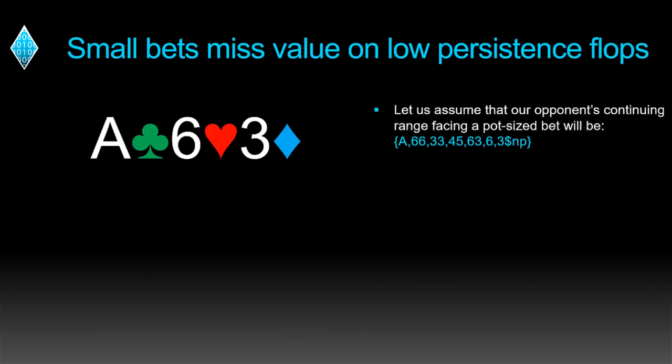So where's the evidence for this? Let's assume that our opponent's continuing range facing a pot size bet is going to be top pair, any set, any open ender, any six, and then a 3 that doesn't include a pair. Now, it is correct that if we were going to build a perfect continuing range in response to a pot size bet, that would not be it.